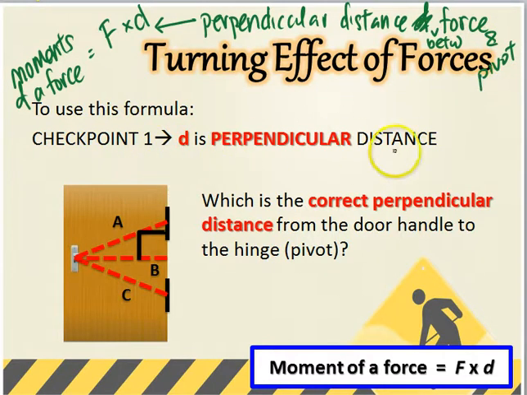Checkpoint 1. D is the perpendicular distance. Which is the correct perpendicular distance from the door handle to the hinge? This is the door handle, the hinges are here. Let's extend a bit more. So you can see it's A, B or C. Where is the perpendicular distance? The hinge is here, the pivot. This is the perpendicular distance. Can you see? Because it forms 90 degrees. So moment is force times distance. The distance must always be the perpendicular distance.